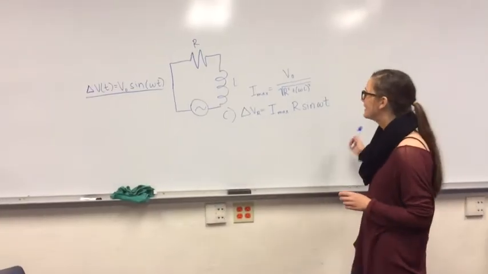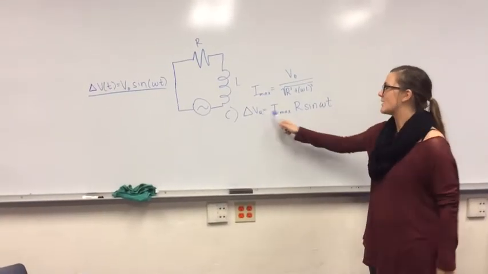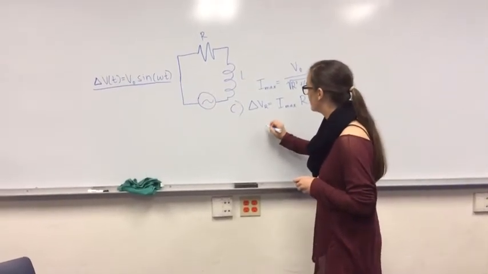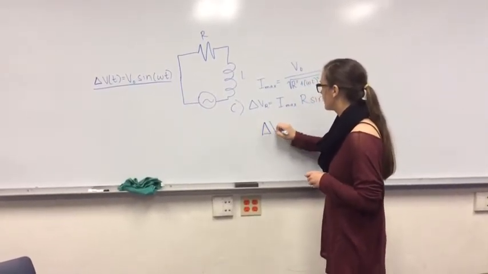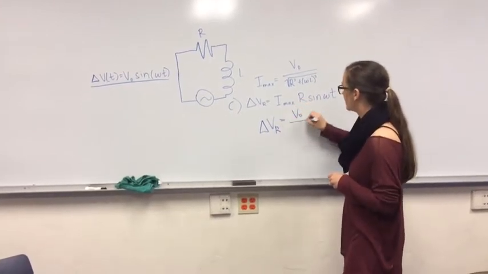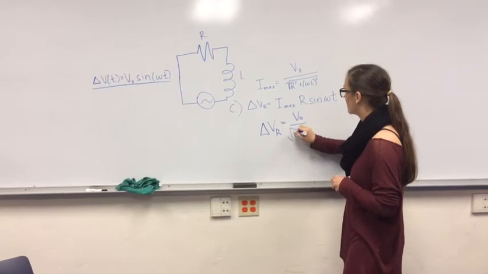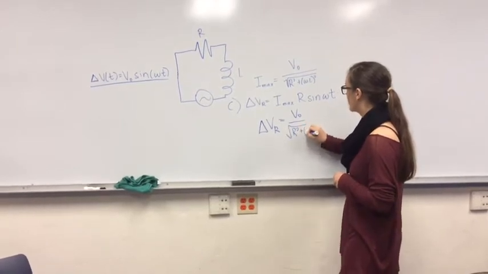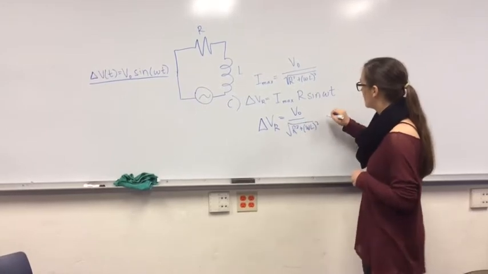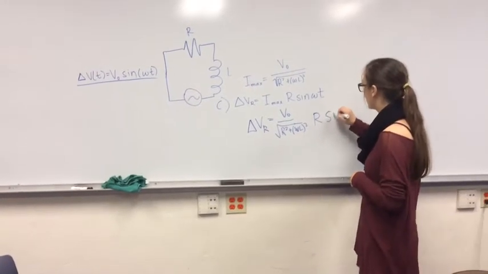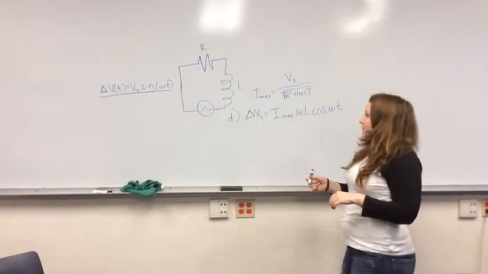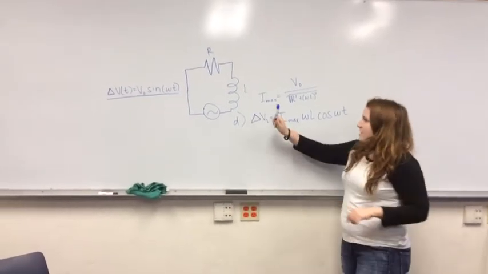Okay, so for delta V sub R, we're going to plug in the I max. It just comes down to the amplitude of the voltage across the resistor being equal to V naught over the square root of R squared plus omega L squared, times R sine omega T.